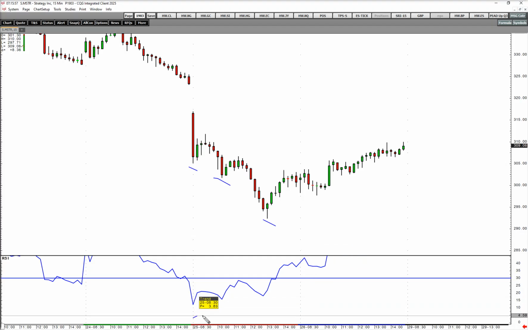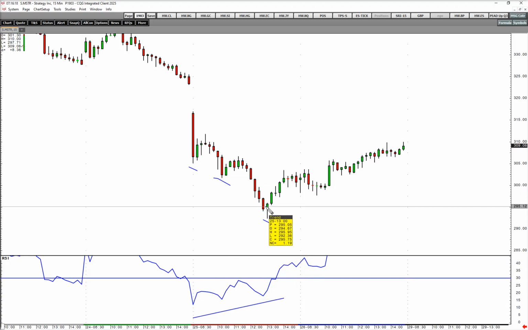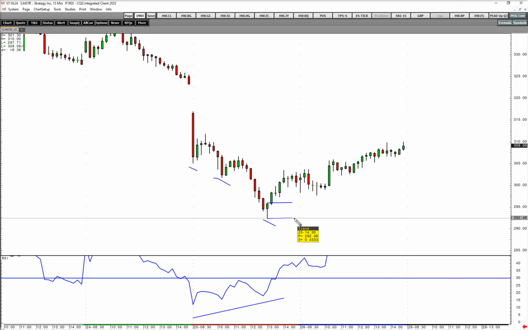And again, what makes this a divergence is on this push lower, this RSI was 12. This is the 14-period RSI, 12. On this push lower, 15, 70. On this push lower, 18. So momentum fell on each of these subsequent lower lows. So this was the risk bar, and I played this with stock and with options.